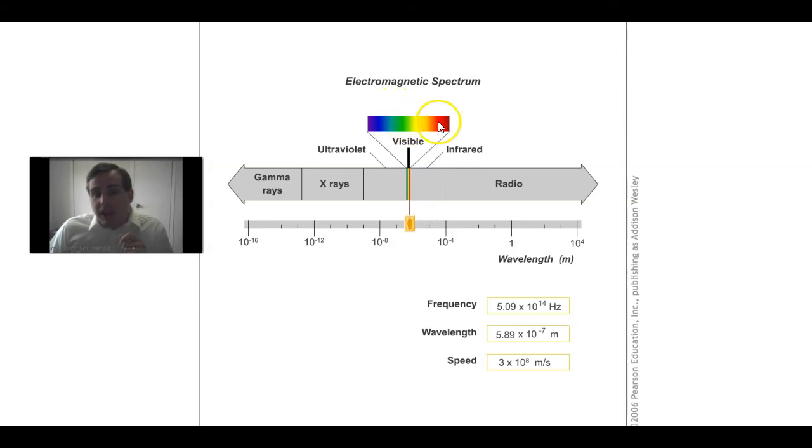Now notice visible light, you see Roy G. Biv. Hopefully you're familiar with that acronym. That's red, orange, yellow, green, blue, indigo, and violet colors. Okay? By the way, I know that indigo has been eliminated as a color in the spectrum. I have no idea why.